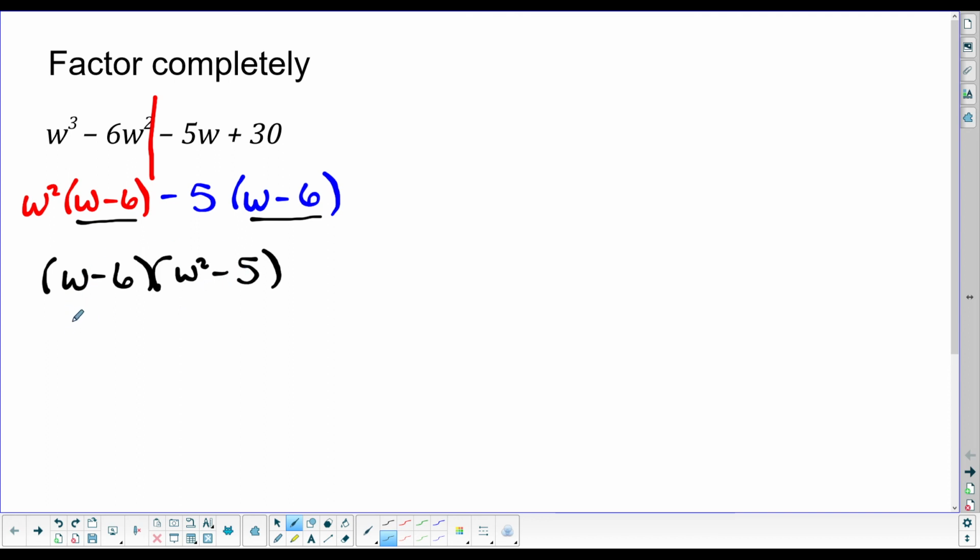If we do that, we multiply the first terms together. W times W squared gives me W cubed. If I multiply these two inside ones, negative 6 times W squared gives me negative 6W squared. If I multiply the first one and the last one here, I've got negative 5 times W, that's just negative 5W. And if I multiply the last ones here, negative 6 times negative 5, I get positive 30.